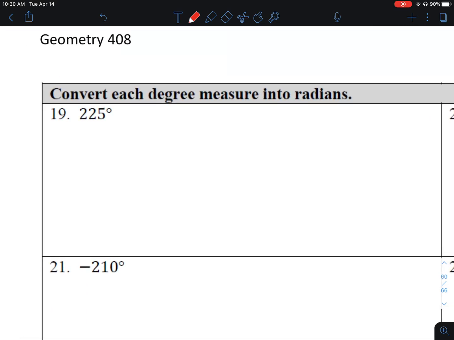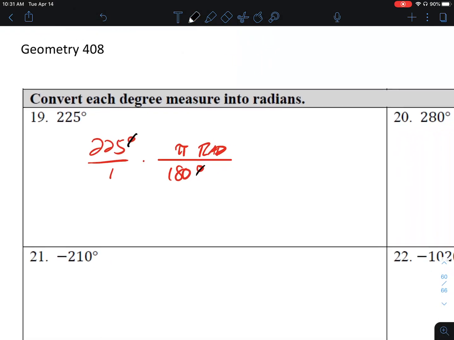Convert each degree measure into radians. So we got 225 degrees. We're going to use dimensional analysis that we would use in a science class. Going to write it as a fraction. We want the degrees to cancel, so we need degrees on the bottom. And we want to use some type of unit of measure that we know are equal to each other. For example, 180 degrees is the same as pi radians. The degrees cancel, so now we're in radians.